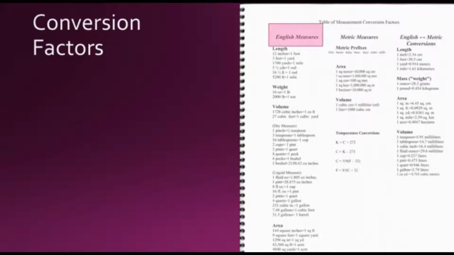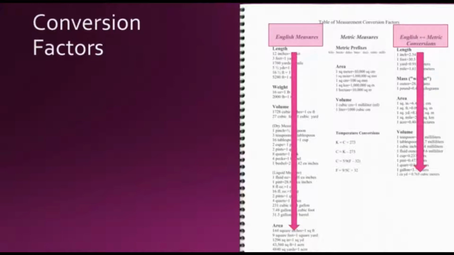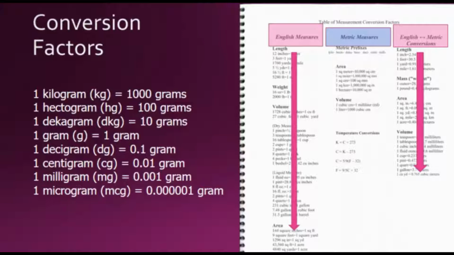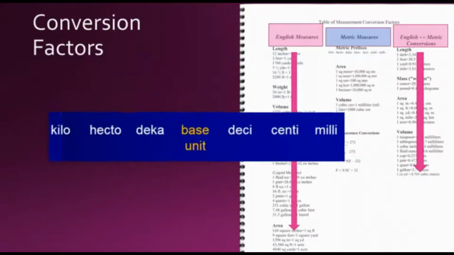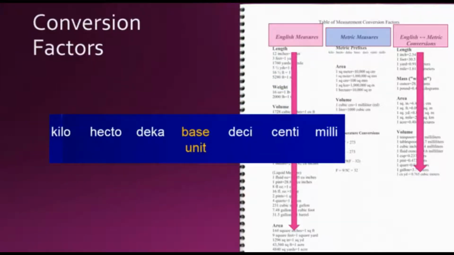When you look at a typical reference table, you will see many English to English measurement factors and many English to metric factors, but no metric to metric conversion factors. You may, on occasion, see a relationship between metric conversions, but generally you will get a metric prefix chart like the one shown here. It is possible to create your own metric to metric conversion factors using this prefix chart.